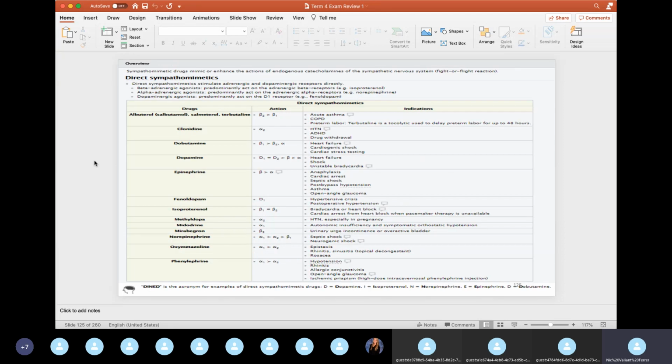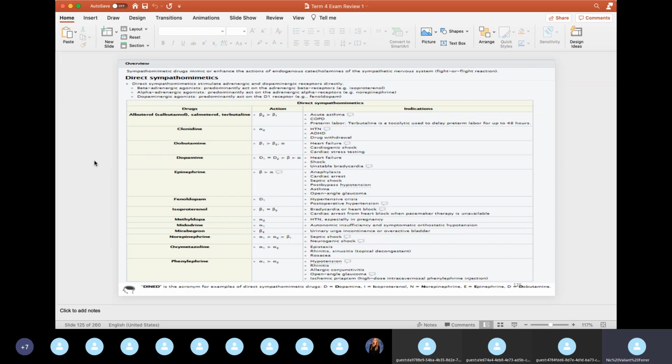Okay, let's talk about direct sympathomimetics. We now have the sympathetic nervous system here. So this is fight or flight. So remember your alpha 1, alpha 2, beta 1, and beta 2. Albuterol, salmeterol, terbutaline, this is for acute asthma for bronchodilation.